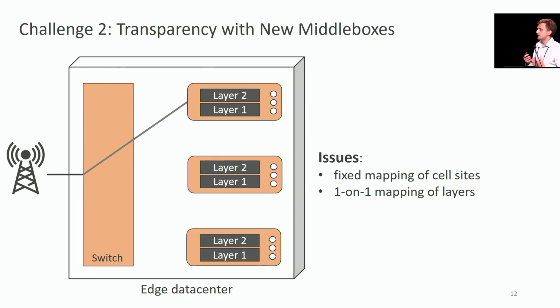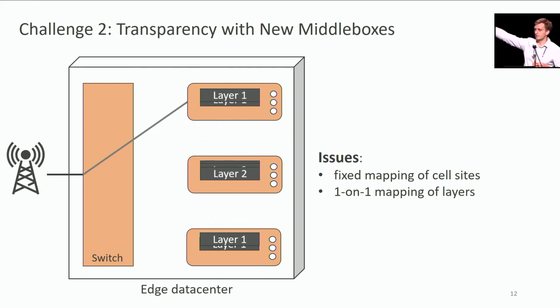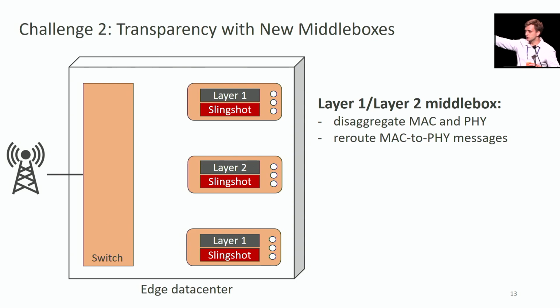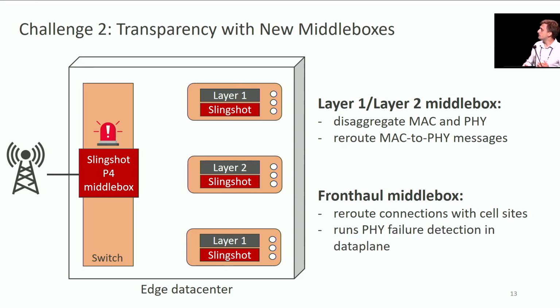As I mentioned earlier, today's VRAN statically provisions servers and interconnects them in a fixed way. This fundamentally disallows any flexibility in the system required for failovers. To handle it, Slingshot introduces two new middle boxes. We first disaggregate layer 1 and layer 2, and allow them to run on separate servers. This is done in the software middle box, which is also responsible for rerouting connections between the layers, depending on which server is currently active. Then Slingshot also enables a P4 switch middle box, which runs in the programmable switch and is responsible for flexible rerouting of connections between the servers and the cell sites. This middle box also runs the failure detection program in the data plane.